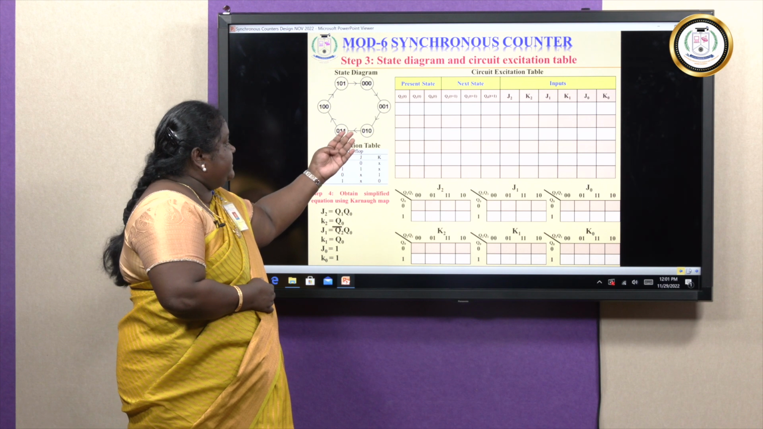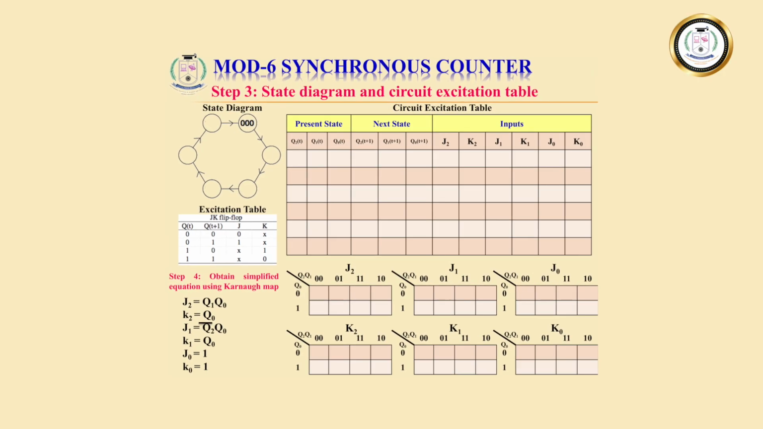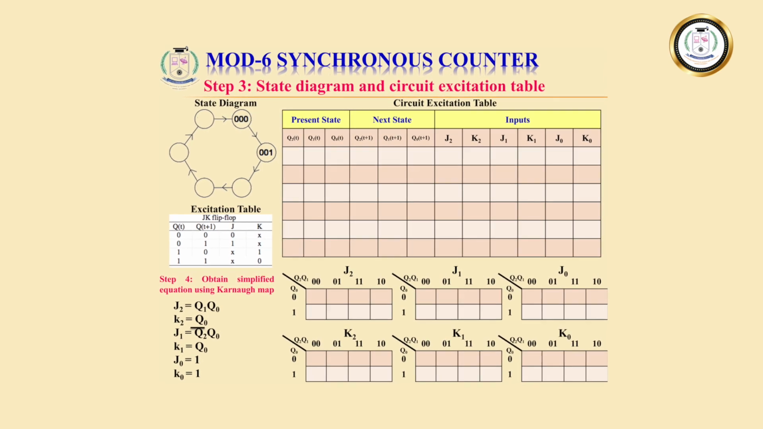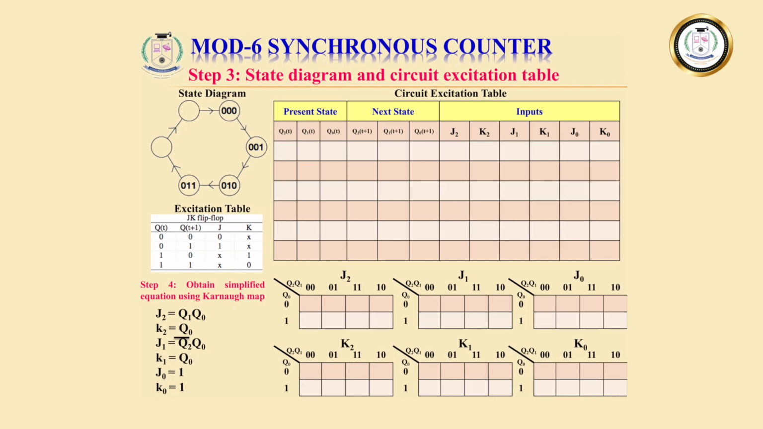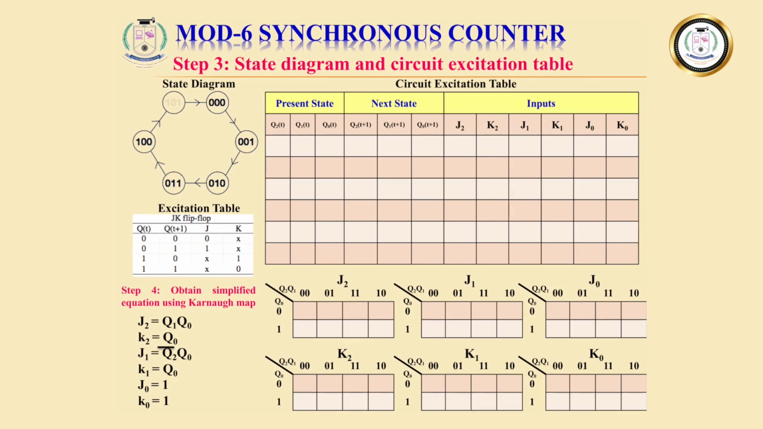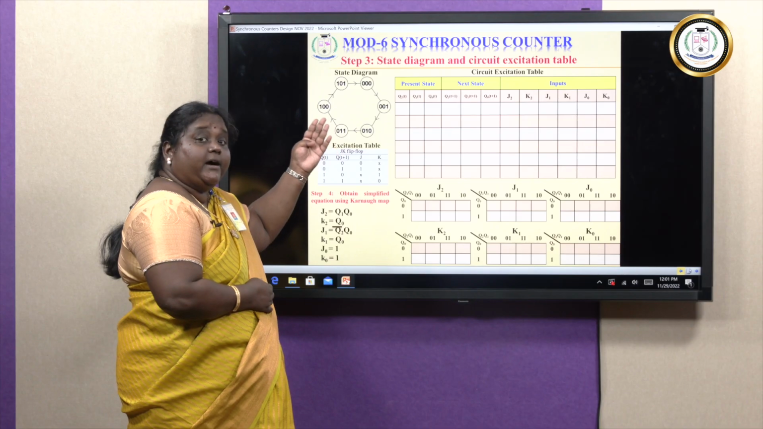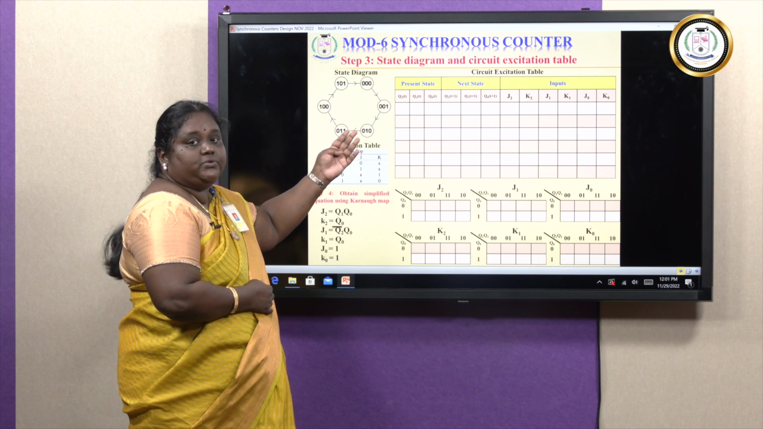And in the state diagram, the first state is going to be 0, 0, 0, the second state 0, 0, 1, the third state 0, 1, 0, the fourth state 0, 1, 1, the fifth state 1, 0, 0, and the sixth state 1, 0, 1. After the sixth state, it again counts to the first one, that is 0, 0, 0.